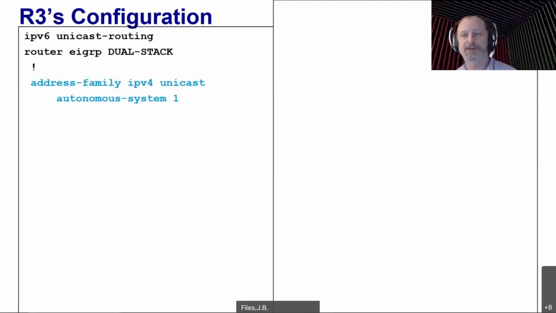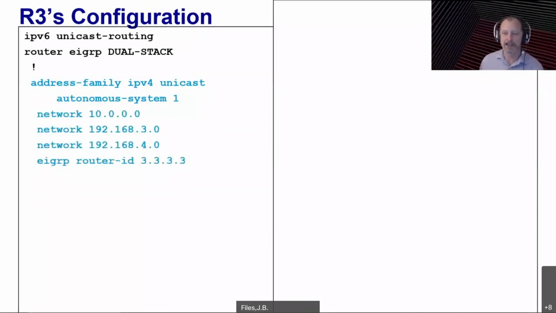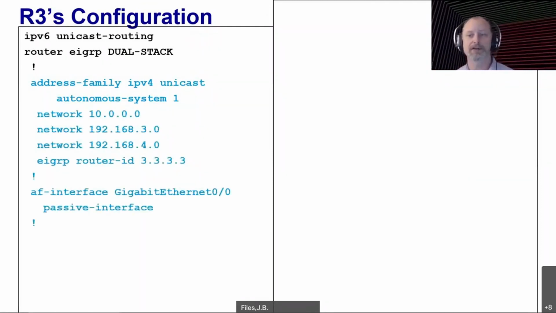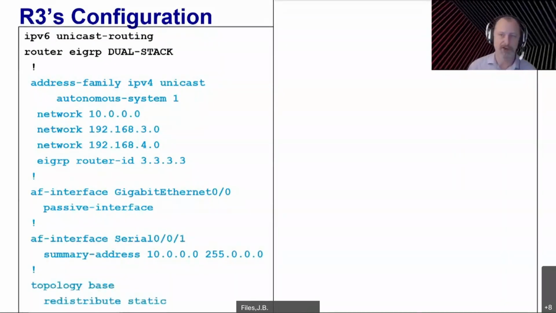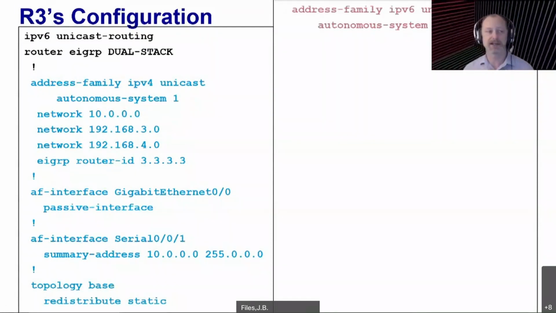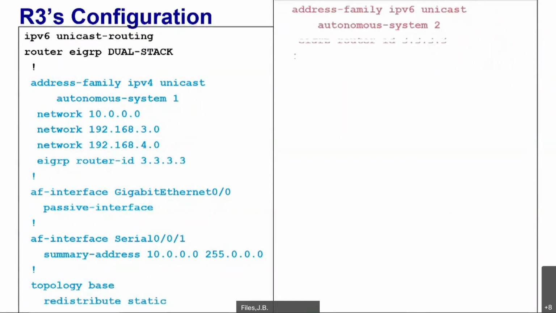IPv4 address family, autonomous system 1, our network commands and our router ID. We're going to make the one interface passive. There's our summary address, and we're going to redistribute static. For the IPv6 address family, autonomous system 2, EIGRP, there's our router ID. Okay. We're going to shut that interface down.